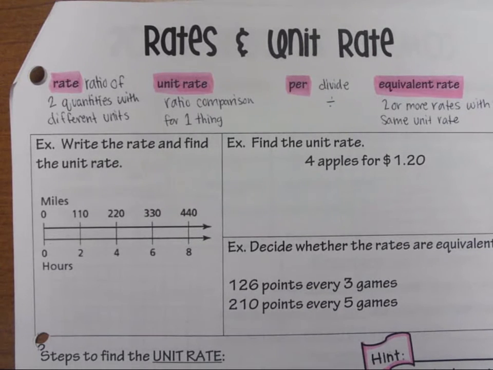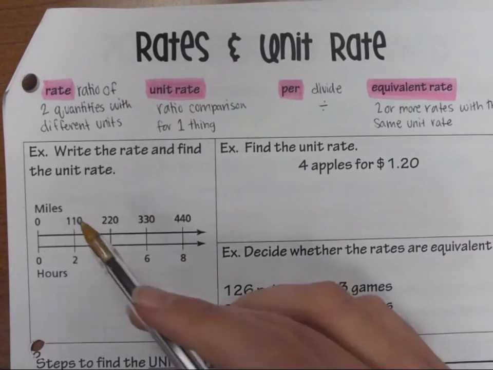It's like a speed or like a price. Okay, points per game, those kind of things. It's any time that you have something per something else, like miles per hour, miles per gallon, price per pound. Okay, those are all different types of rates, and we'll talk about those more in just a minute. First, let's get some vocabulary.